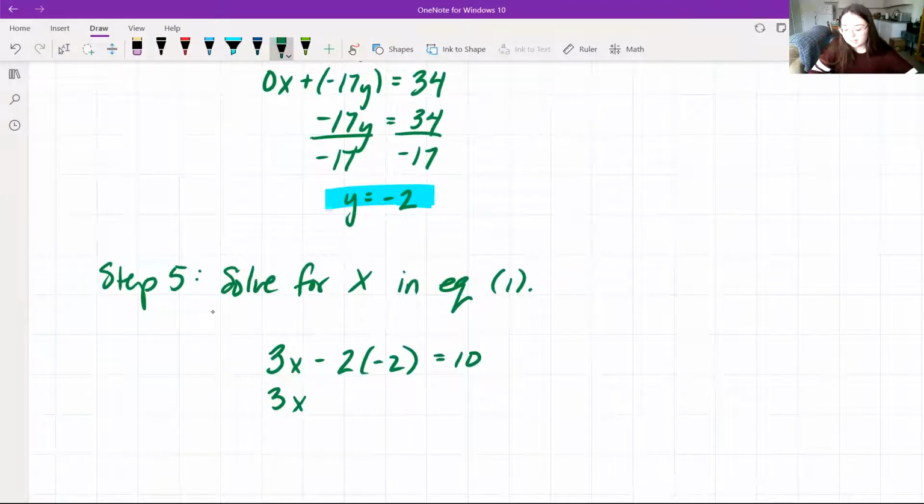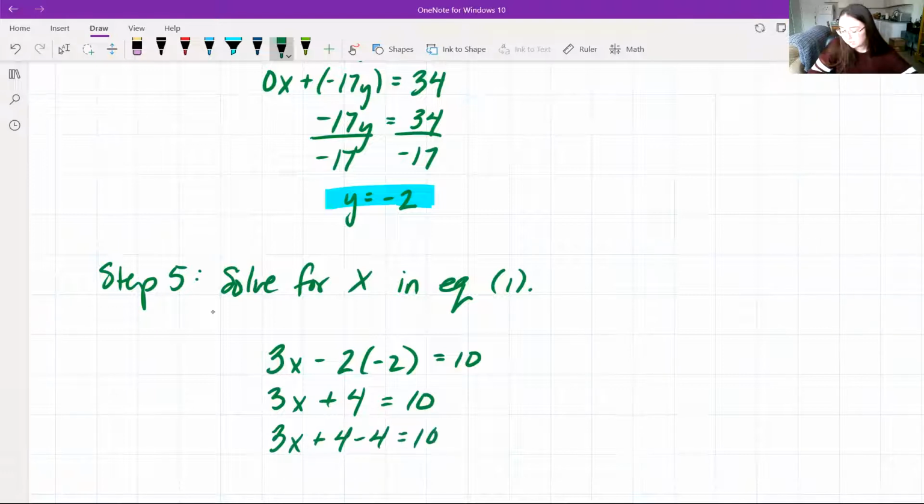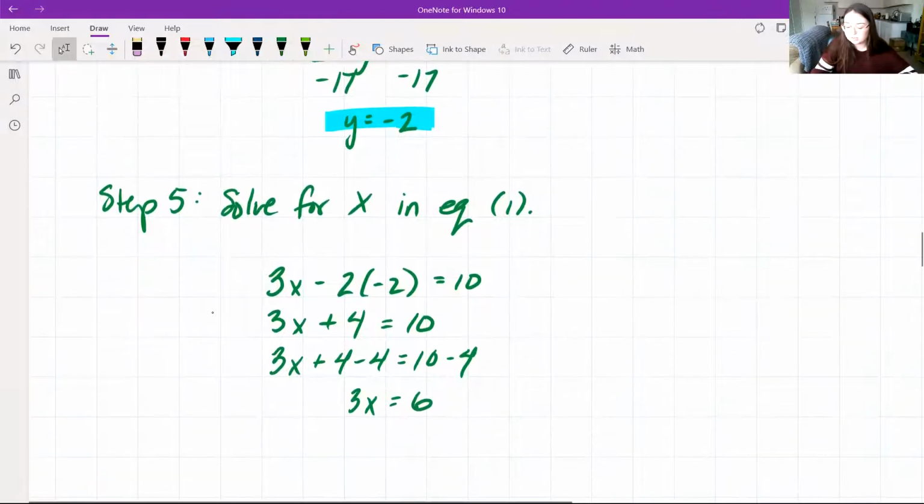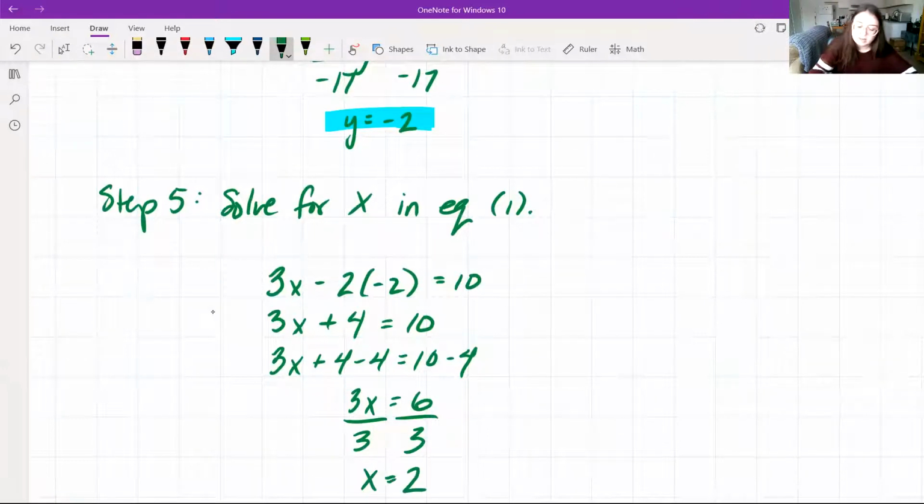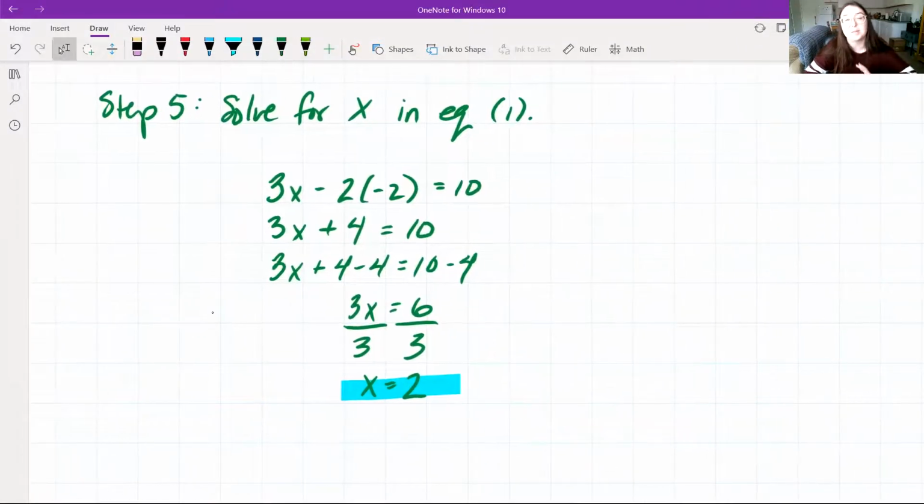So simplifying this, -2 times -2 is going to give us a +4. To simplify for x, we want to subtract 4 from both sides, which gives us 10 minus 4. So we have 3x is equal to 10 minus 4, which is 6. So we divide each side by 3 to get that x is equal to 2. So we've solved for y and we've solved for x. So now we have an idea of what our solution is in our ordered pair. It's going to be 2, -2.